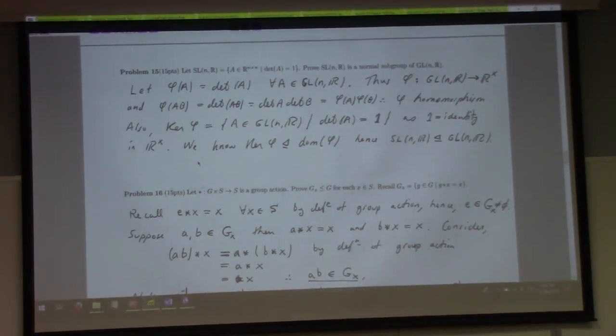The conjugation argument would require an extra step. You're right, I would still need to show that SLN is a subgroup. Good point. So my conjugation argument is not as complete as this one. I mean, this kernel is a normal subgroup theorem is really slick.